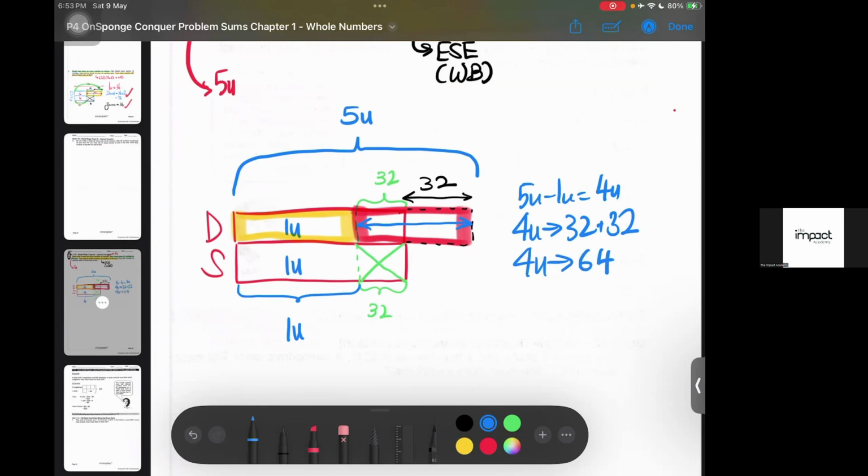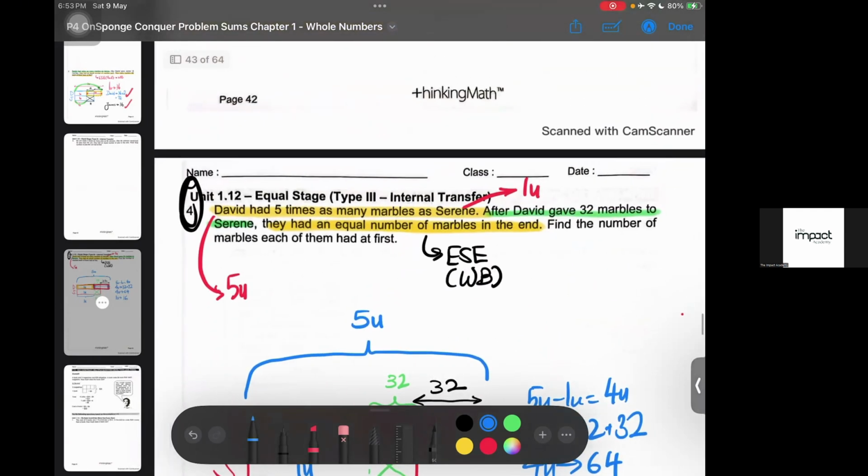Is this something that you can understand? If you can understand, can you say ha ha he ha ha? Very good. So from here, we can easily find 1 unit, which is 64 divided by 4. 1 unit is equal to how much? 16. Very good.